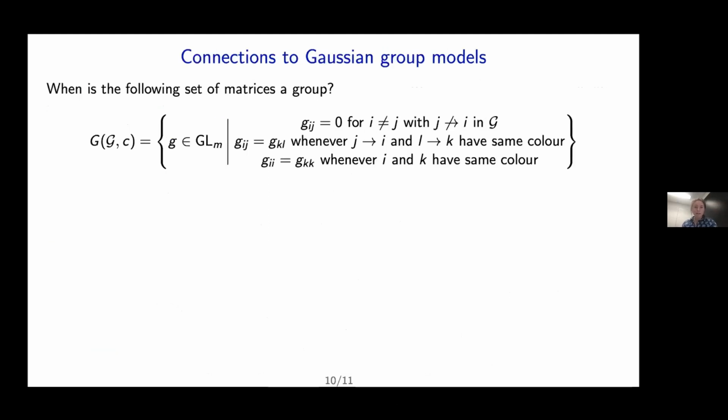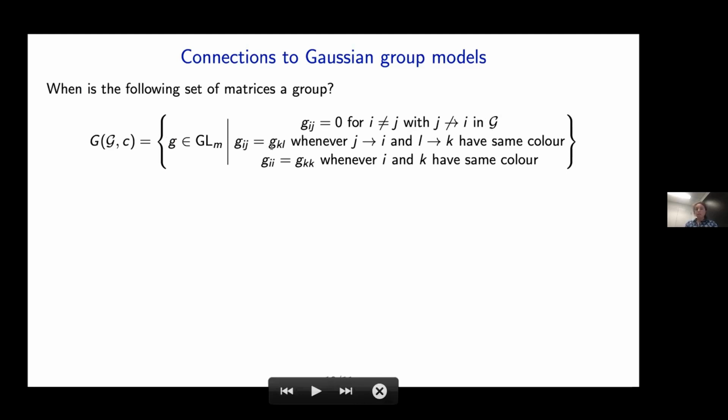Okay, and I will conclude by just mentioning some connections to Gaussian group models. So here's a question that you could ask, which we were interested in. Here's a set of M by M matrices. It satisfies the following 3 conditions. So Gij has to be 0 whenever i is not equal to j and there's no edge from j to i in our graph G. Okay, so the set depends on a graph G and a coloring C.